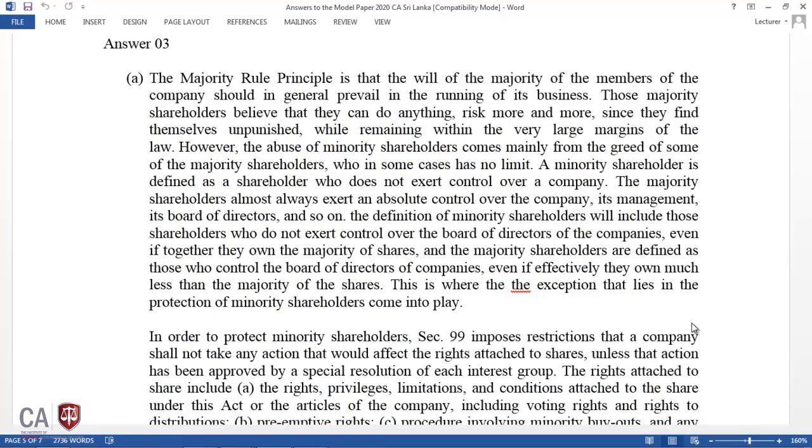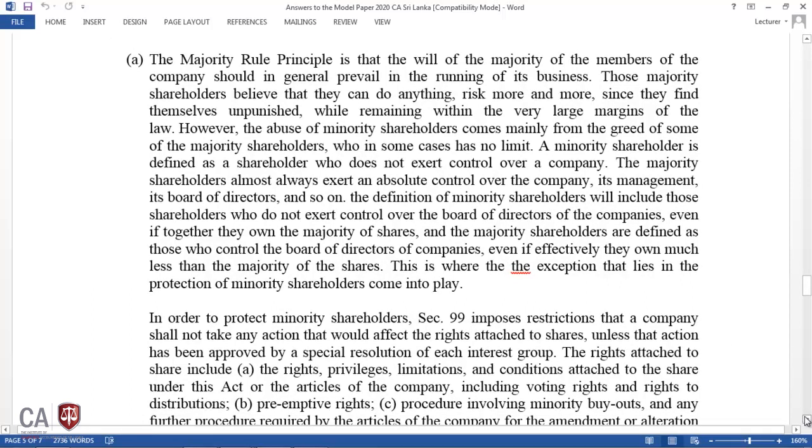So, I have provided the answer to question A of question 3, where I have explained that the majority rule principle is that the will of the majority of the members of the company should in general prevail in the running of its business. Those majority shareholders believe that they can do anything, risk more and more, since they find themselves unpunished while remaining within the very large margins of the law. However, the abuse of minority shareholders comes mainly from the greed of some of the majority shareholders, who in some cases have no limit.